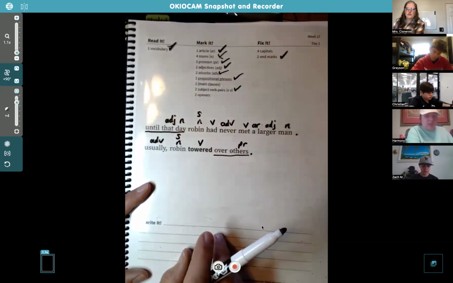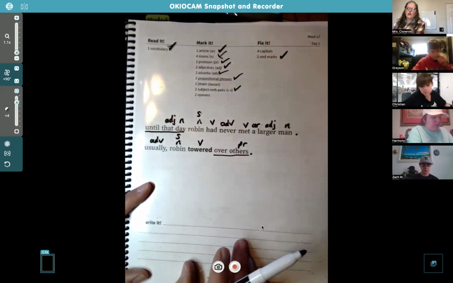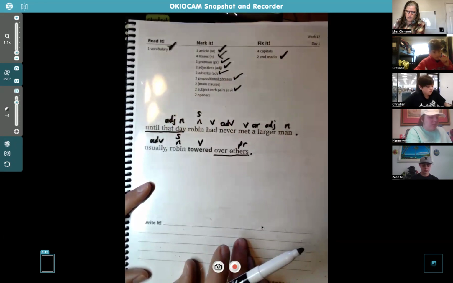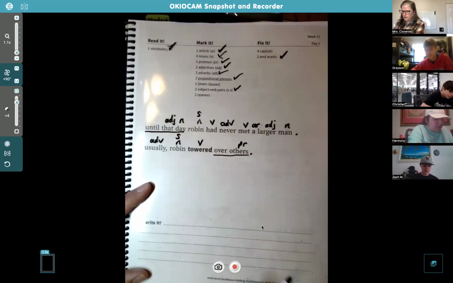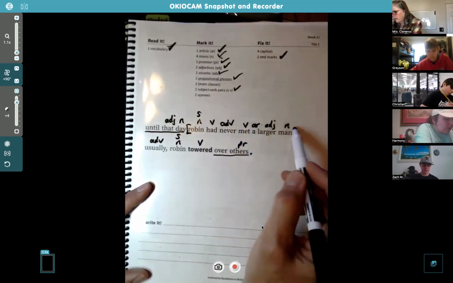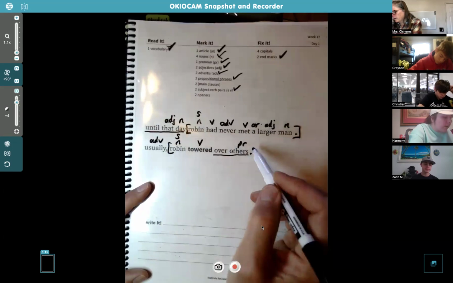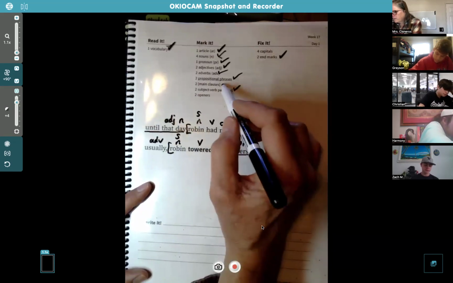These are going to be complete thoughts, but I will give you a clue that they don't include the openers to these sentences. So Zach, where are the main clauses? You're not going to include the openers, but they will have a subject-verb pair, and it's a complete thought. Robin had never met a larger man. Good. That's 1. And Robin towered over others. There you go. Good job.